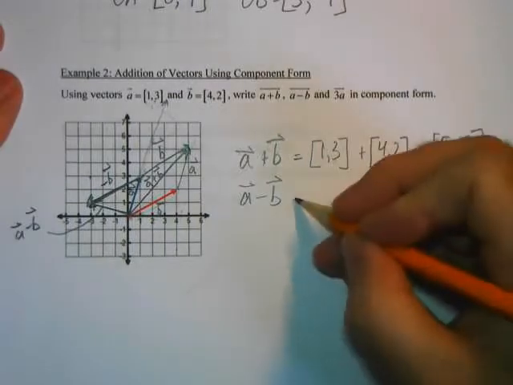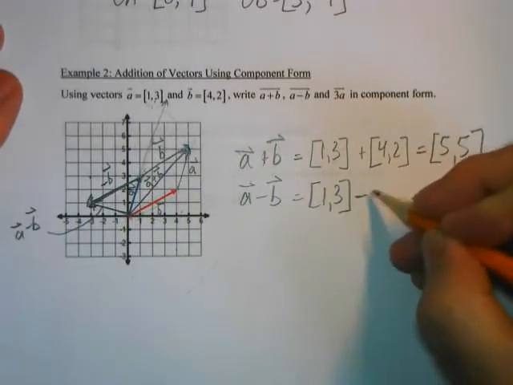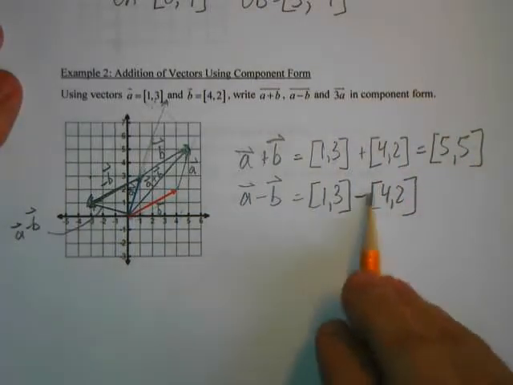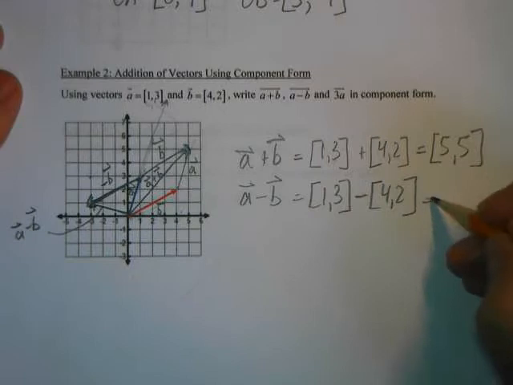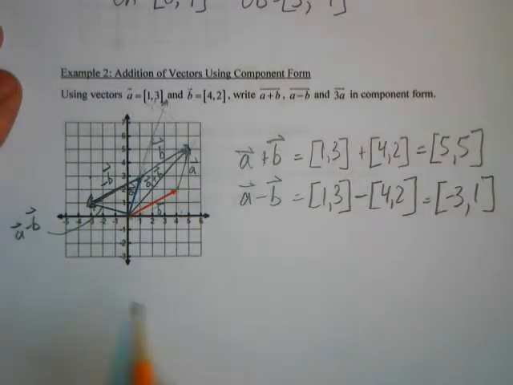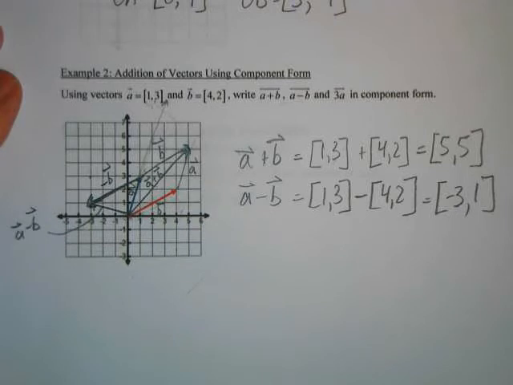Okay, let's try A minus B, see if it equals what we thought it would from the graph. So this time it's 1, 3 minus 4, 2. So this time we're subtracting the components. So 1 minus 4, -3, and 3 minus 2 is 1. And if you remember, that's what I said this was, -3, +1.